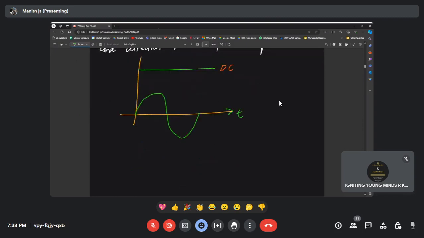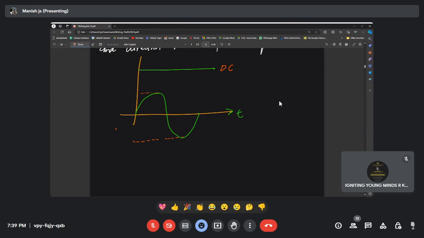Okay, you can see its value changes. Now, as its value is going to change, you can see that there are two peaks. One is a positive peak, and one more is a negative peak. So there are two peak values that the current is going to have.